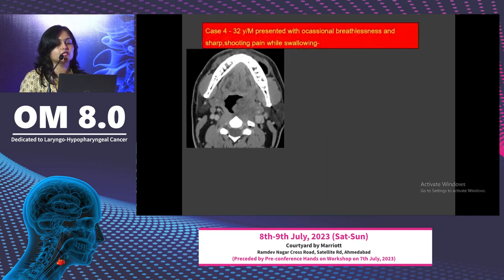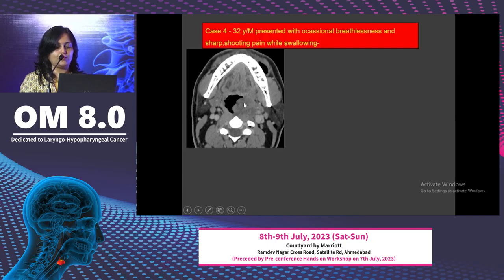This is a 32-year male presenting with occasional breathlessness and sharp shooting pain while swallowing, and the patient was subjected to a CT scan. There was a submucosal bulge on scopy, and we can see that there is a very isodense lesion which is involving the left lateral wall of the oropharynx. There is no calcification here, no significant enhancement.